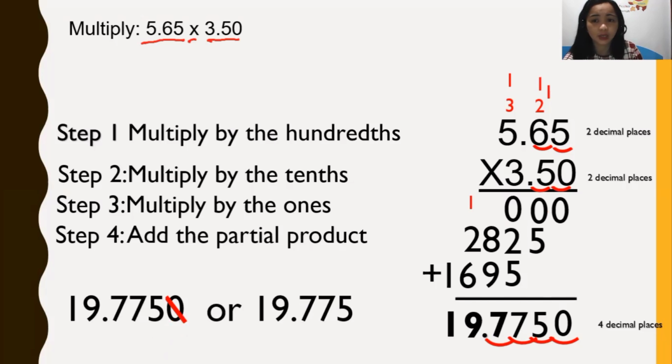Pero kung tatanungin kayo, how many decimal places should be in the product of the given, there should be 4 decimal places. We remove the 0 just to simplify the answer. And that 0 is a non-significant figure.